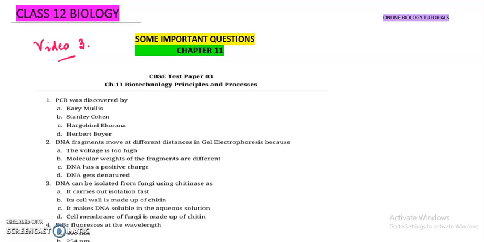PCR was discovered by Kary Mullis. So if a question on PCR comes, what is PCR? Definitely your first line should be that it was discovered by Kary Mullis.